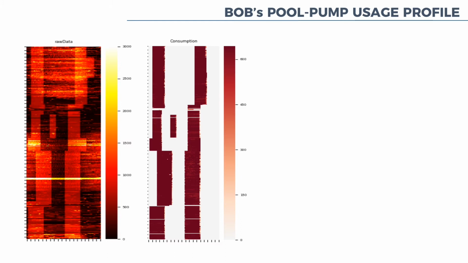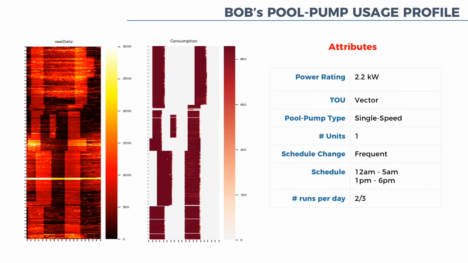On the left side, you can see the timer device is always present, but it is overlapping with a lot of information. Now on the right side, when we extract the information, we only get to see the pool pump. What are the things we get to know? Again, the power rating of this pool pump is 2.2 kilowatt.